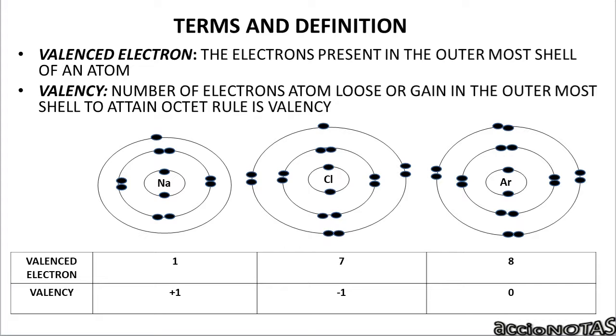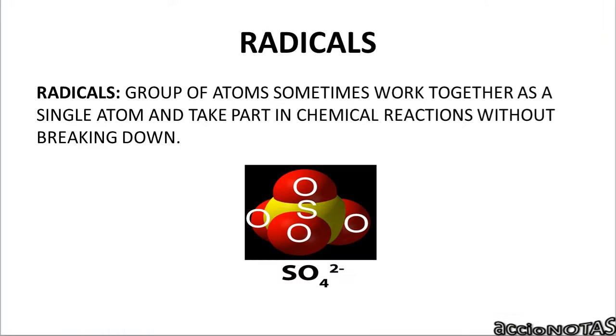The valency is the number of electrons that they can lose or gain. For example, sodium loses 1 electron and becomes positive. Chlorine can actually gain 1 electron and become negative. Argon needs no loss or gain of electrons. And this is very important to know.